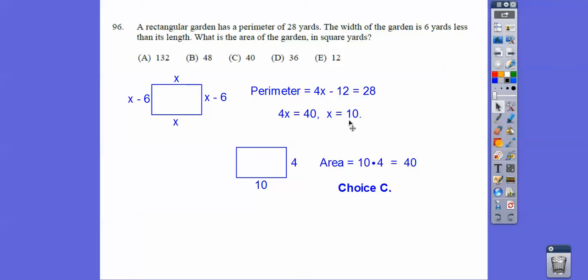Now it says, what's the area? So we got to plug in 10, and then 10 minus 6 is 4, so the area is 10 times 4, so choice C, 40.